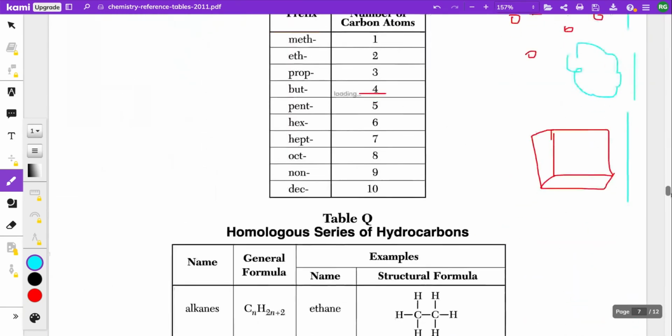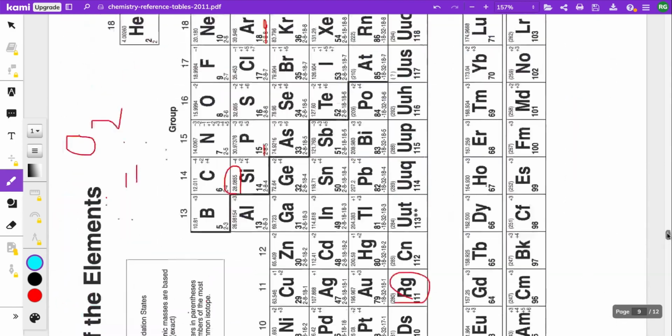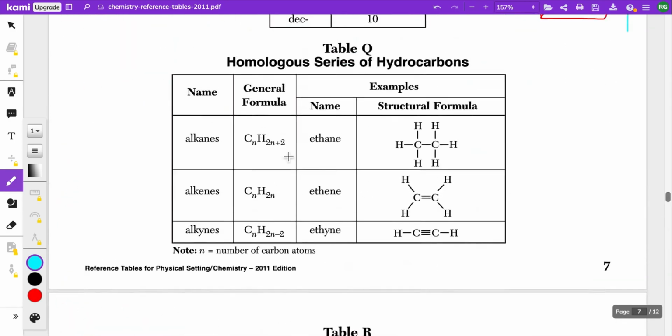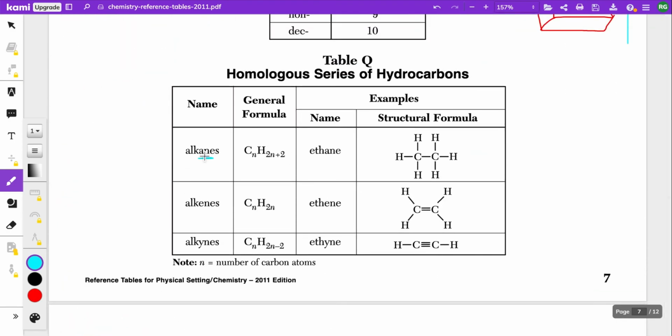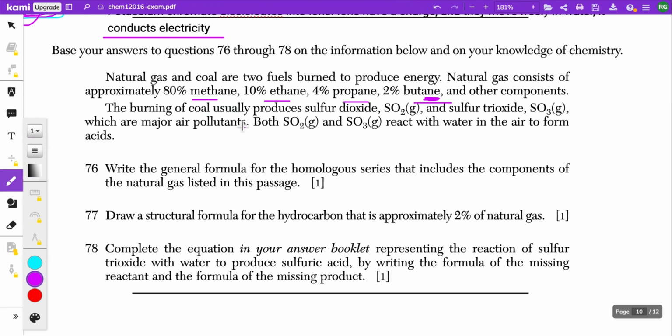And if we go down here, right? Anything ending with "ane" is an alkane, and alkanes have this formula. So just copy and paste this formula. It's an alkane, so it has to match this formula. That's the homologous series. An alkane.